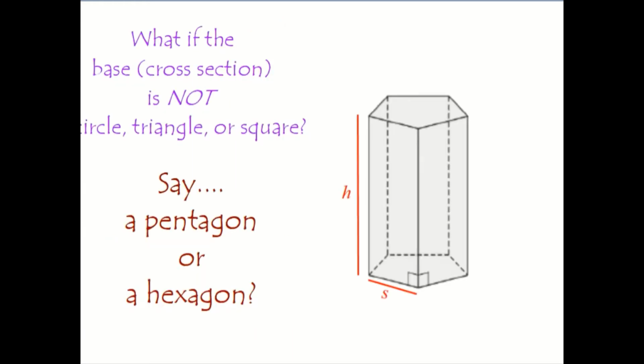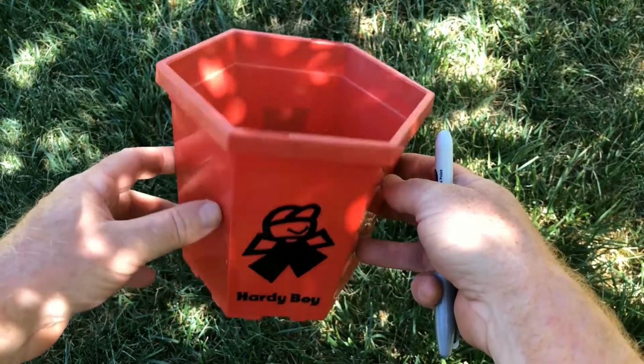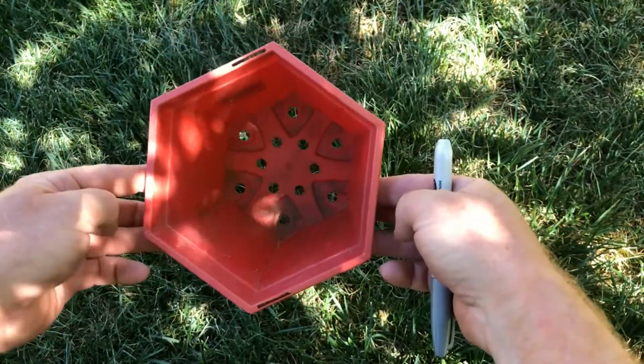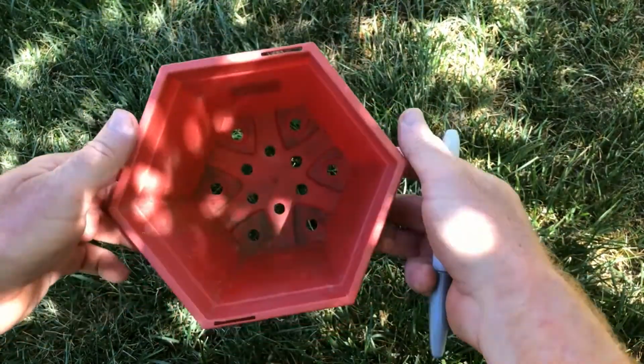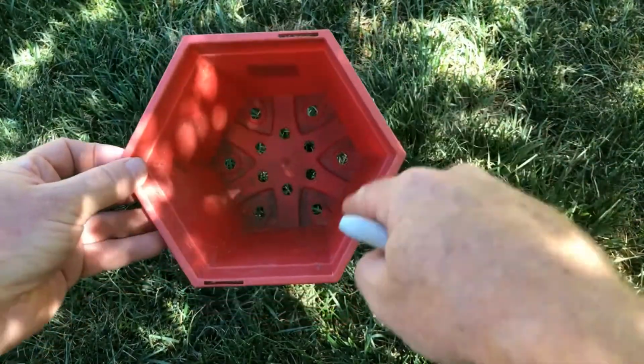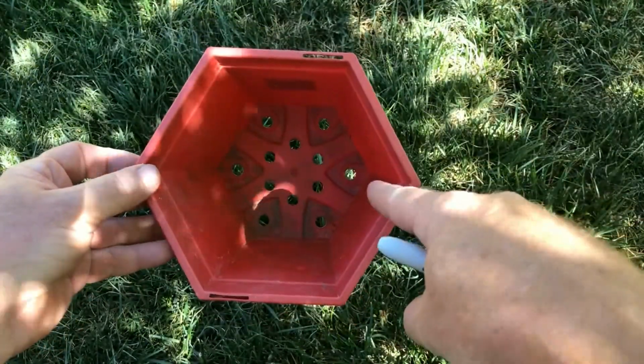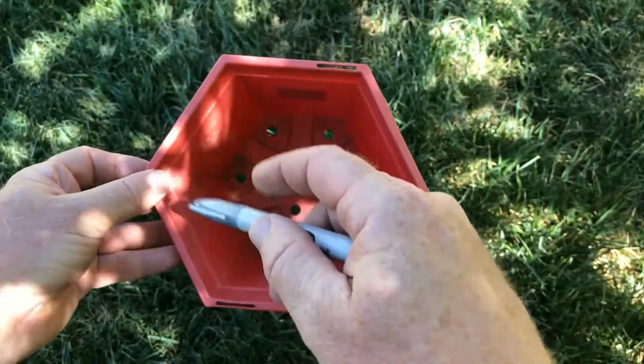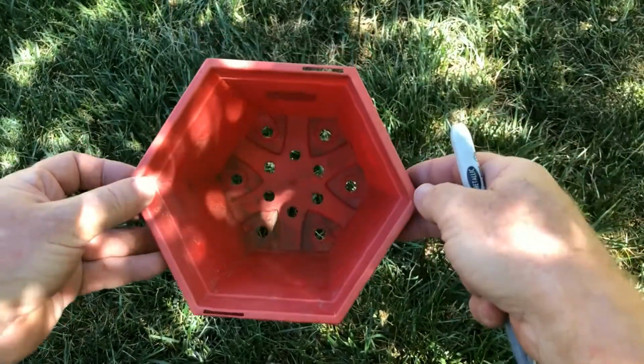However, what if the base is not a circle, triangle, or square? What if you have to find, say, the area of this times the height, the area of a pentagon times the height? Well, let me try to show you on a hexagonal prism. So here I've got a pot, and the top and bottom are both 6-sided. They're regular hexagons. Remember, they're regular because all of the lengths are the same and all of the angles in here are the same. That makes it a regular hexagon.